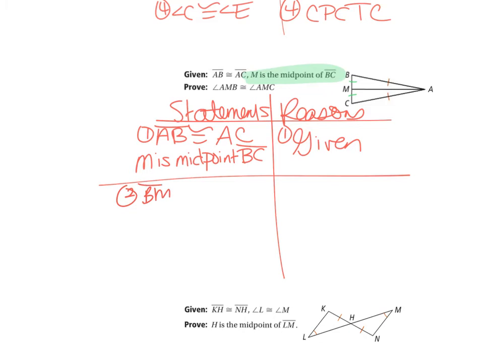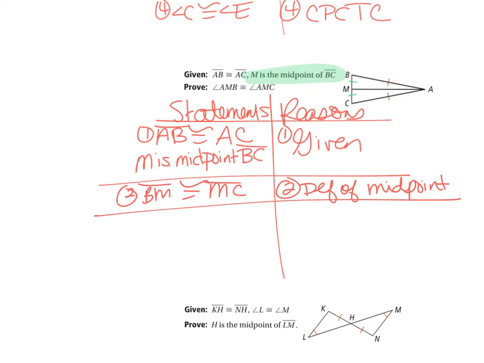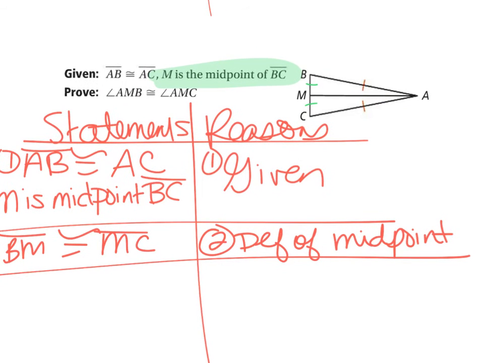So BM and MC are congruent because why? Use the vocabulary they used. That would be the definition of a midpoint. All right, so now we have two sides. We don't have any angles. So we either need an angle or need a side.